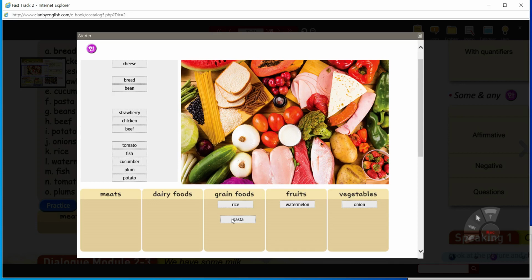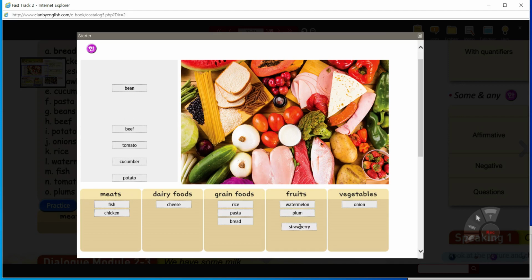Pasta, I would also put as a grain food. Bread, okay, comes from wheat. So wheat is a grain, and we can include that in there. Plum is a fruit. Fish, put that down as meat. Okay, so it's kind of the flesh of an animal. Cheese would be a dairy food. So as I said, dairy is anything based on milk. Okay, so that kind of product. Chicken. Okay, so again, you can eat a chicken.